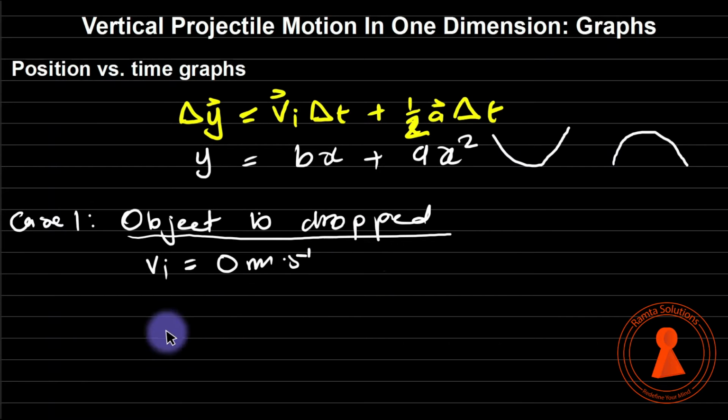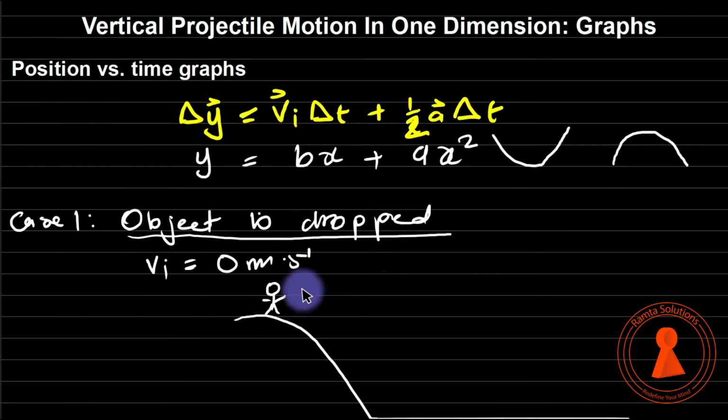Let's say this is Lesego. I hope you permit me to draw Lesego like this. This is the ground, and Lesego is here, and he decides to throw the object down.